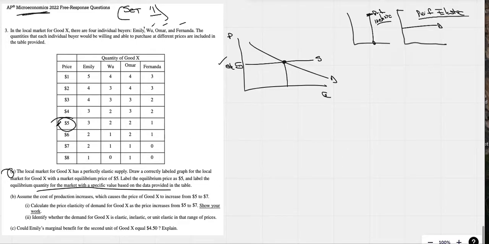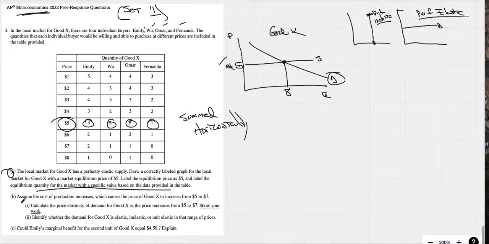So at $5, remember now, the way we think about demand is it's summed horizontally. So we're going to add these together. 3, 2, 2, and 1. 3, 4, 5, 6, 7, 8. I think that's correct. That's our specific value at $5. Emily, Wu, Omar, and Fernanda will buy 8 of these GoodX.